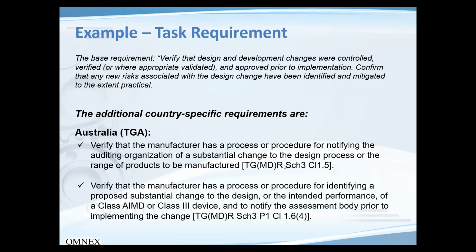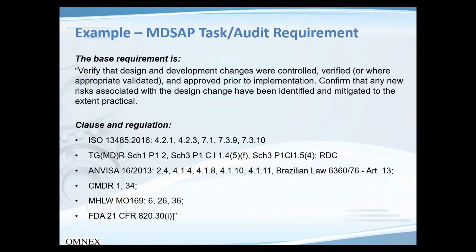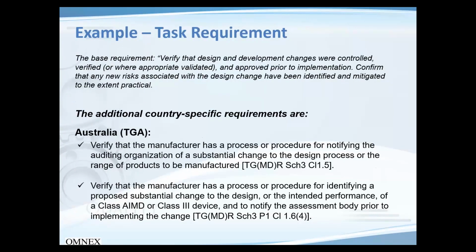Verify that the manufacturer has a process or a procedure for notifying the auditing organization whenever change happens. And the second one is verify that the manufacturer has a process or a procedure for identifying a proposed substantial change to the design. Those two requirements are particular to Australia, and if we are supplying in that country, then we need to make sure, along with the other requirements we already had, we are also meeting this requirement, which is country specific.